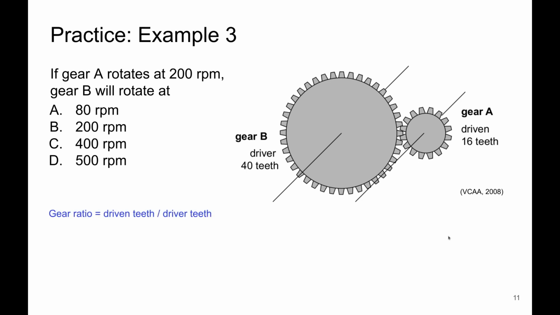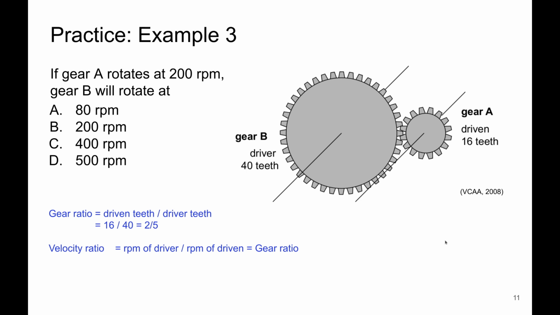Okay, gear ratio is the driven teeth divided by the number of driver teeth, and that works out to be 16 teeth, which is on the driven gear, divided by the 40 teeth on the driver gear. Now you notice that there's less teeth on the driven gear than the driver in this case, so we have 16 divided by 40, which equals 2/5.